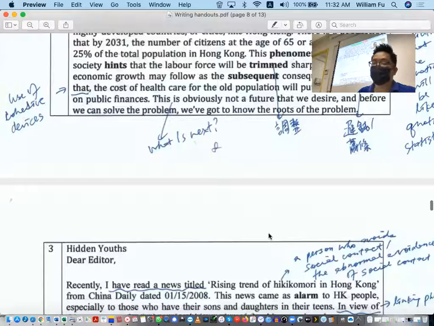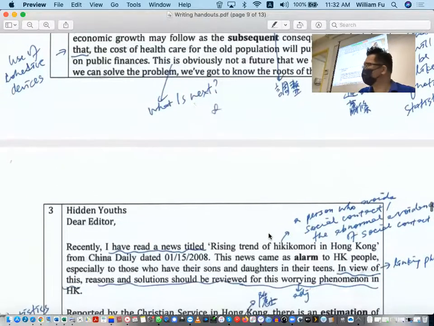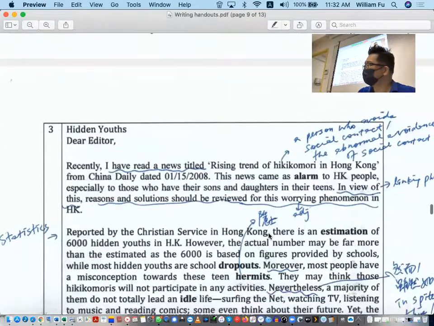Number three is hidden youths. What is it in Chinese? Hidden youths. 隱青.